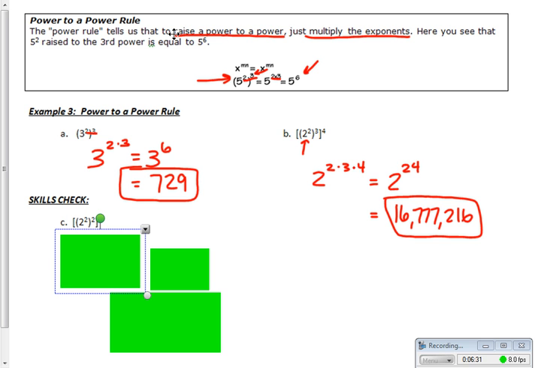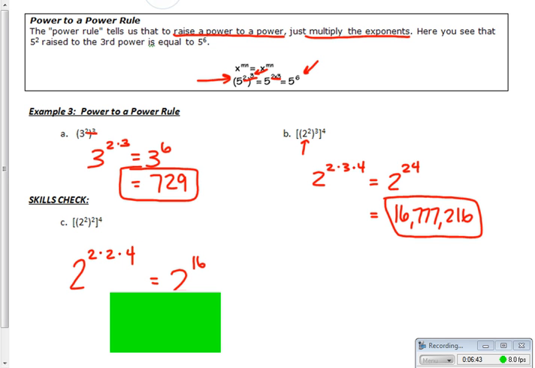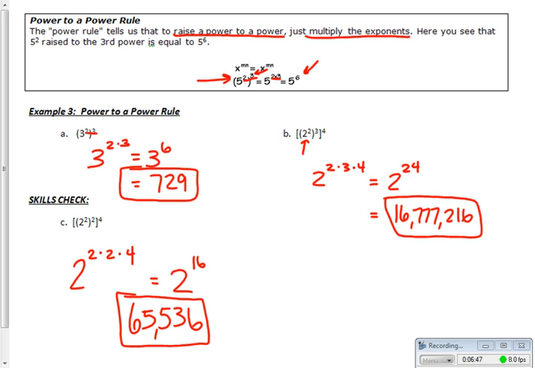Alright, again, power to power is how we'd set it up. You better hang tight here, that doesn't mean you can go home yet. 2 to the 2nd times 2 times 4. We wind up with 2 to the 16th, and we can go ahead and simplify that. 2 to the 16th would give us 65,536.